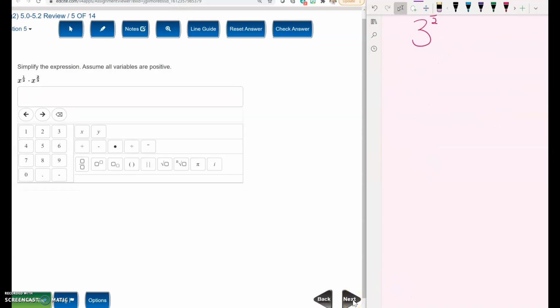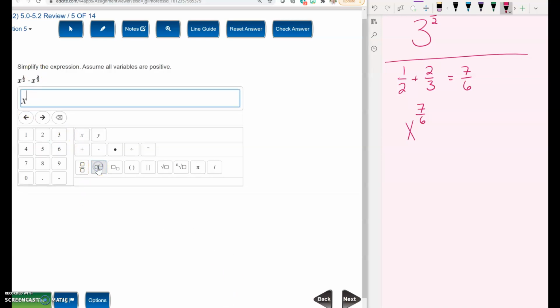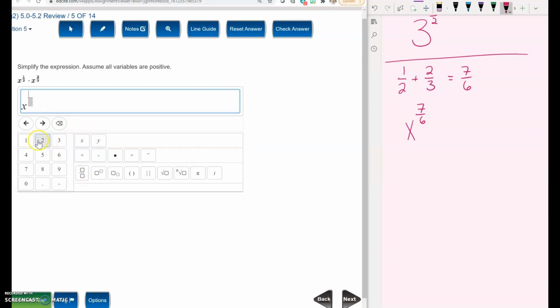X to the 1/2 times x to the 2/3. When you're multiplying, you add your exponents. So we need to do 1/2 plus 2/3. You could get common denominators if you wanted to. I prefer to just stick this into my calculator and get the fraction 7/6. So x to the 7/6. We would type in x raised to the fraction 7 over 6.